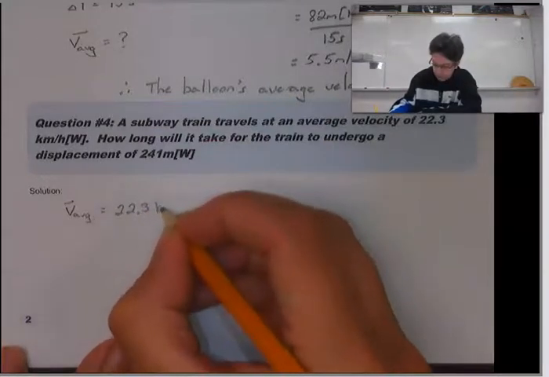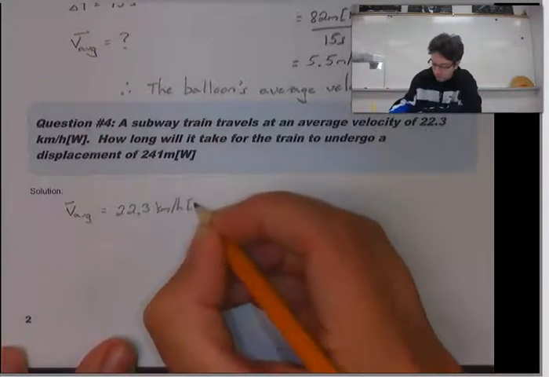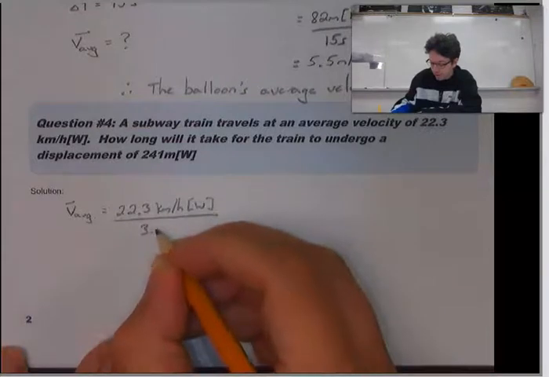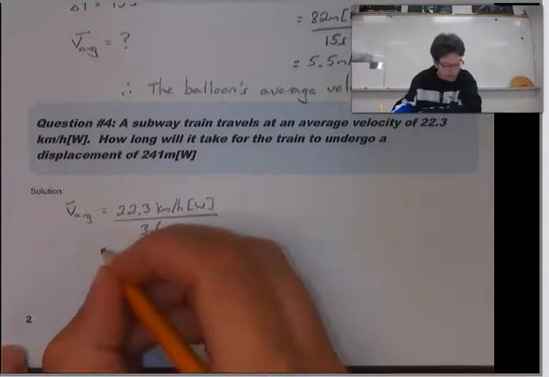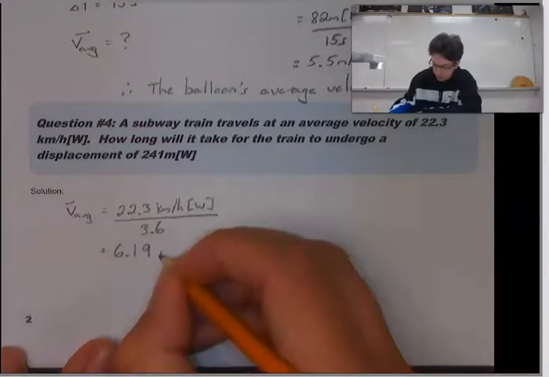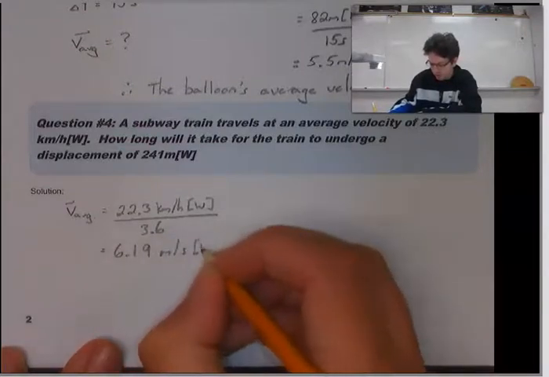We have kilometers per hour west. And to do that, we are going to divide by 3.6. So when we do that, we get 6.19 meters per second. And the direction is, of course, the same.